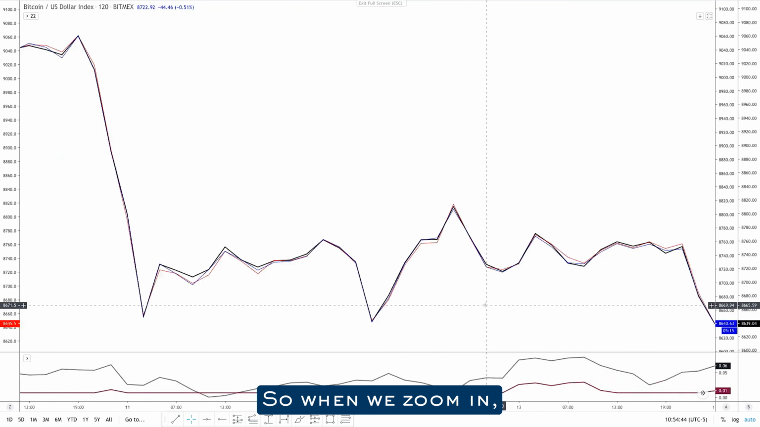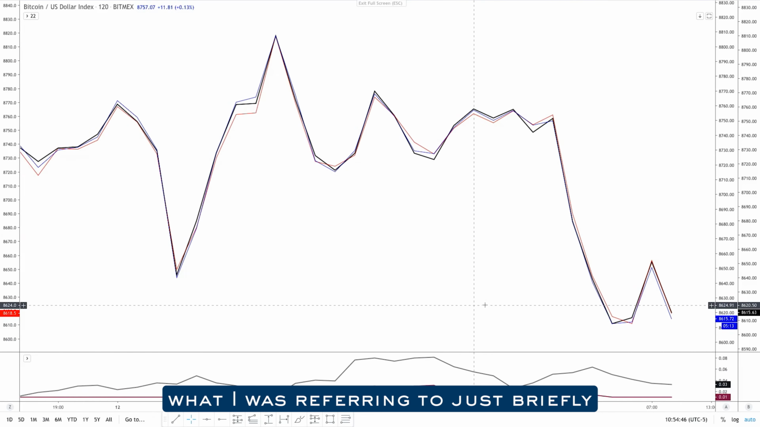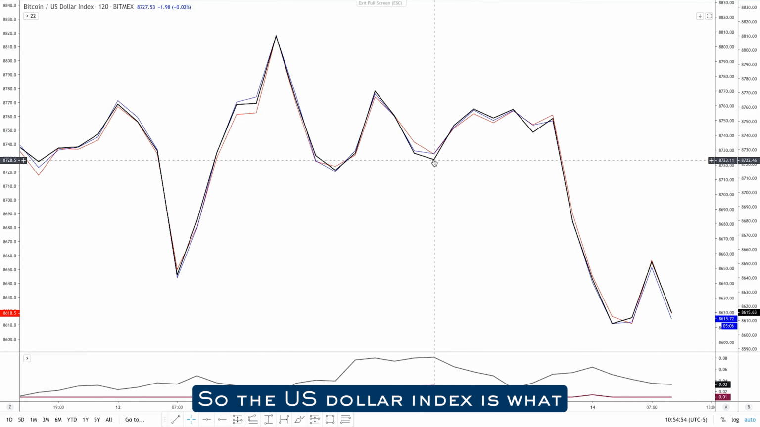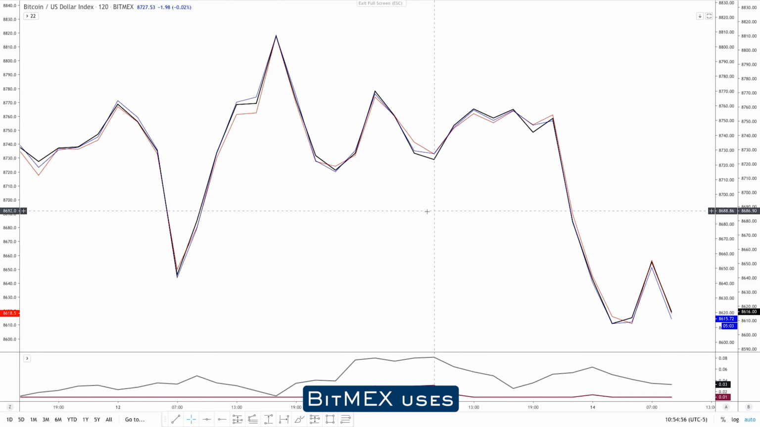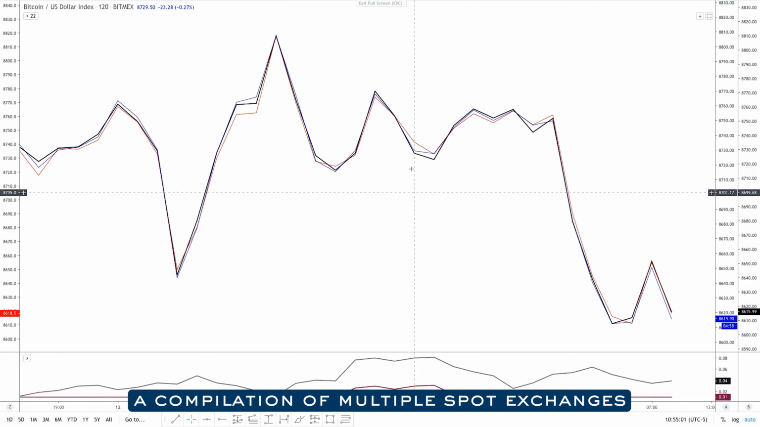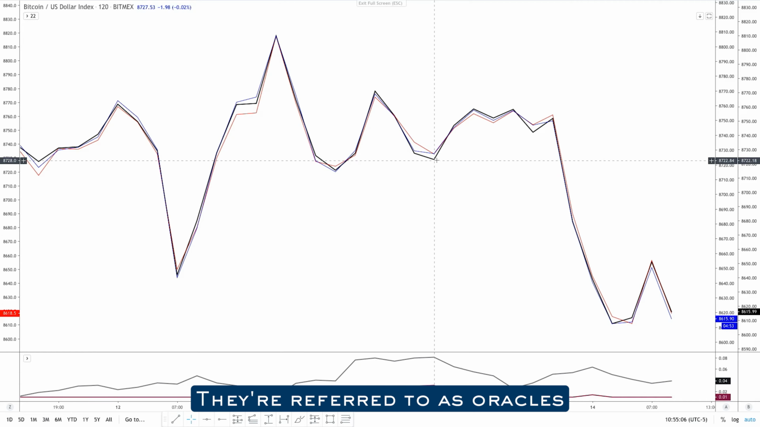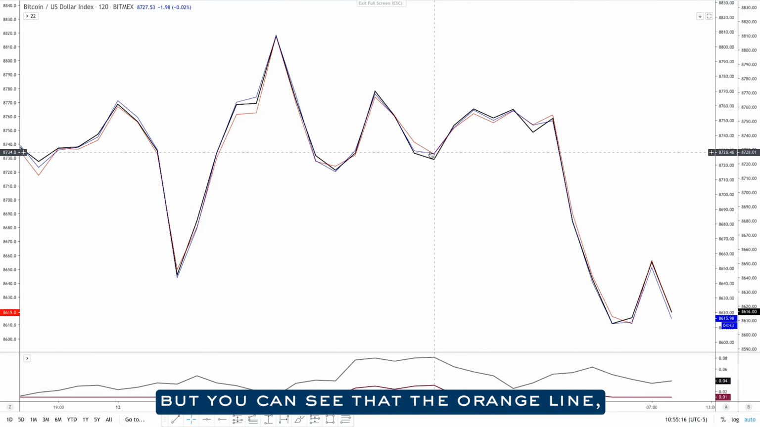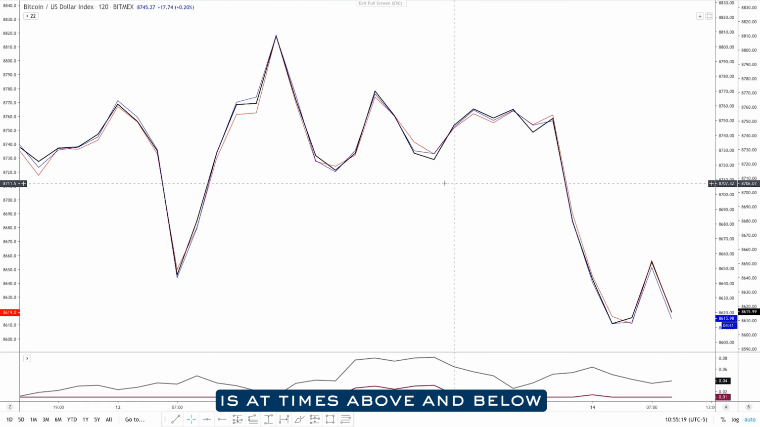So when we zoom in, you can actually see what I was referring to just briefly. The black line is the Bitcoin US dollar index. The US dollar index is what BitMEX uses. Bybit has their own index, and it's essentially a compilation of multiple spot exchanges, or oracles. That's what they're referred to. So this is what the futures price is essentially supposed to stay in line with. But you can see that the orange line, which is the perpetual swap, is at times above and below.